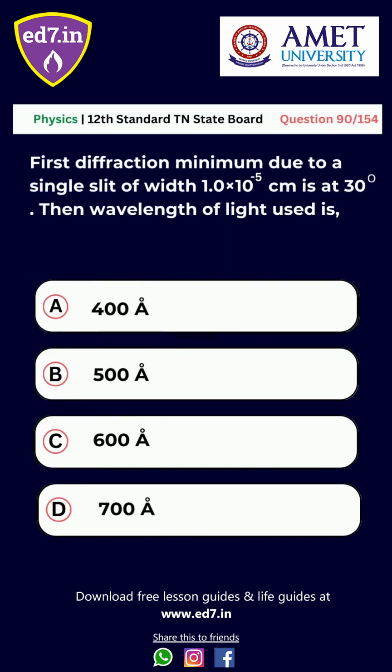Question number 90. The first diffraction minimum due to a single slit of width 1.0 into 10 power minus 5 cm is at 30 degree. The wavelength of light used is: option A, 400 angstrom; B, 500 angstrom; C, 600 angstrom; D, 700 angstrom. And the right answer is option B, 500 angstrom.